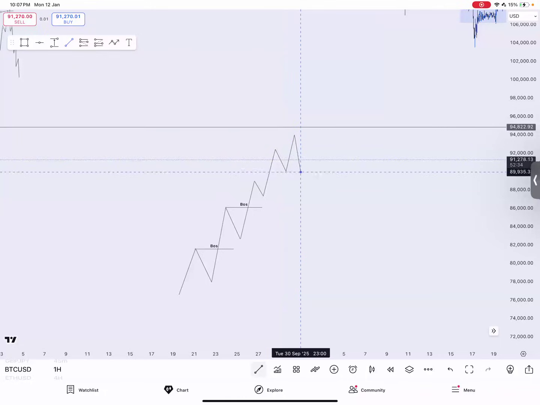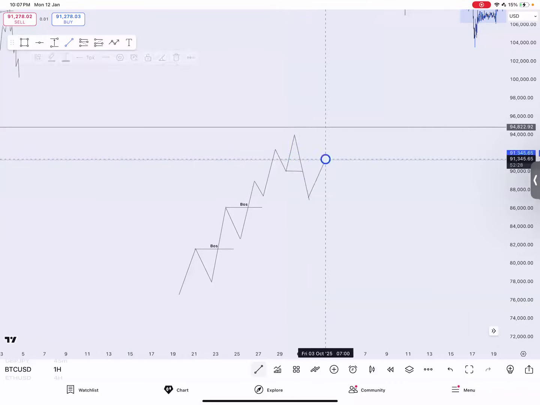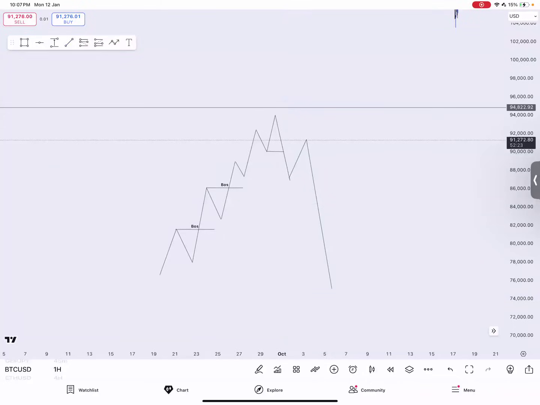But if it's an MSS, this would be an example of an MSS. Then the market does something like this. If something like this happens, that means that an MSS just occurred and price will start selling very soon. So the difference between a break of structure and an MSS is that an MSS will reverse the direction of the market, but a break of structure will continue the current direction of the market. Do you guys understand what I mean?